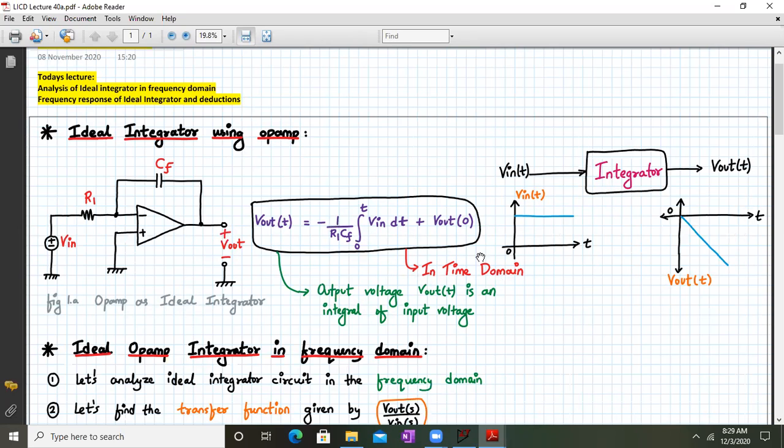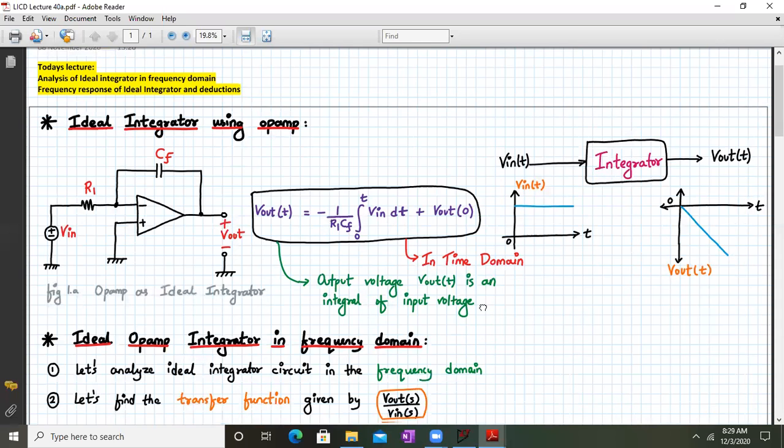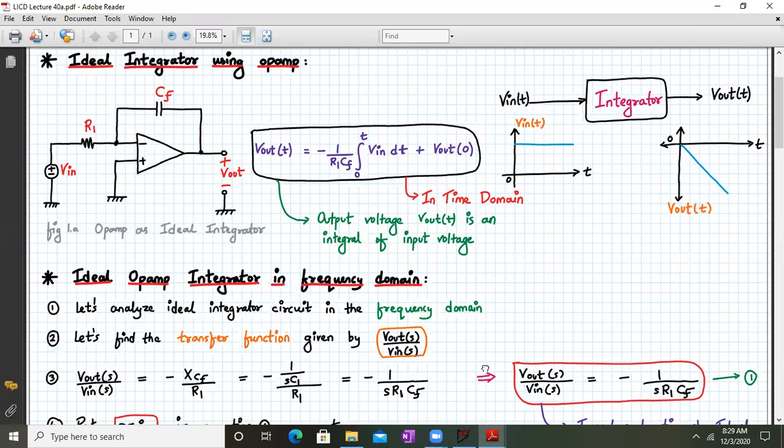And if we apply a constant value to an integrator, let's say you have applied a positive DC value, you will get a negative going ramp. Why negative? Because of the negative sign over here. And the integration time constant is R1 into C1, the product of R1 and C1. Okay, so let us proceed forward.